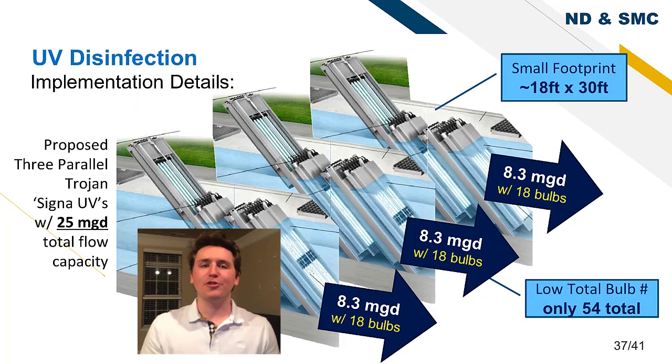South Bend's proposed Trojan Signa system would involve 3 parallel banks of lamp modules, each with a rated peak flow capacity of approximately 8.3 mgd. Each of these UV module banks would hold 18 individual lamps, for a total of just 54 lamps. This remarkably low lamp count will also help to improve operational maintenance challenges. With an anticipated overall footprint of 18 by 30 feet, this entire UV system will have a significantly lower space demand as compared to any chemical-based disinfection system, ultimately offering significant location and capital construction benefits.